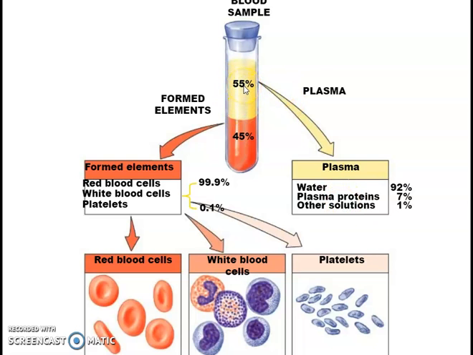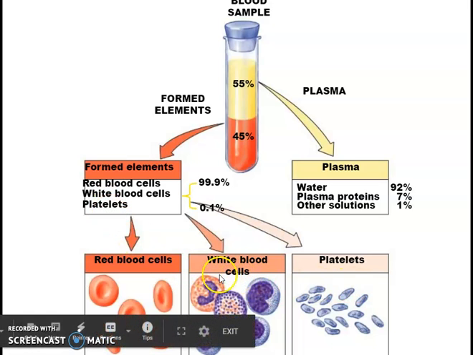So remember we talked about antibodies when we talked about the immune system. So antibodies are an example of a protein that's transported in the blood. All right, the other 45% of the blood are the formed elements. And these are the red blood cells, white blood cells, and platelets. Okay, and you can see sort of the pictures of those down here. So what do each of those things do?